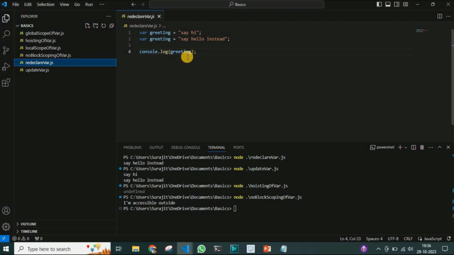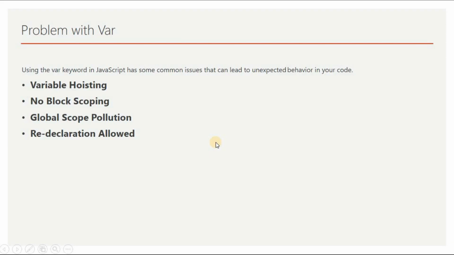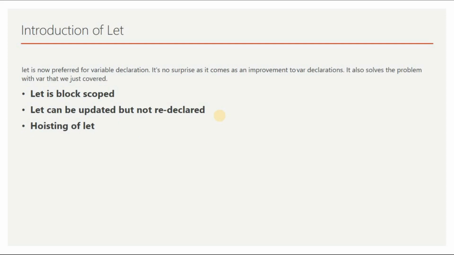For these problems, ES6 introduced the let and const declarations. let allows block scoping and const is used to declare constants. These declarations have largely replaced var in modern JavaScript development to avoid the problems associated with var. So let is now preferred for variable declaration. Because let is block scoped, we will see how it's block scoped by example.